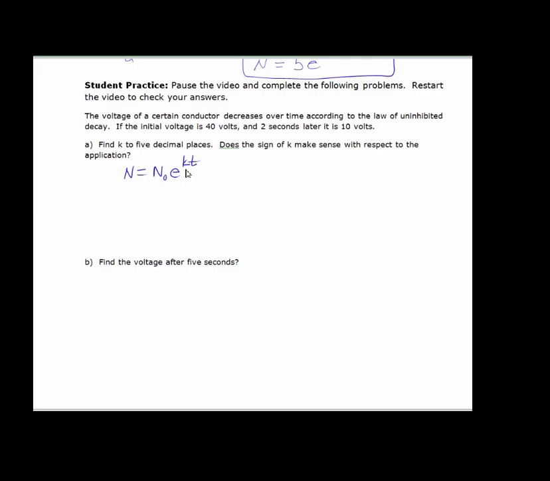N equals N sub 0 e to the kt. We know that the initial value is 40, and 2 seconds later it's 10. So the 10 is in here, e to the k times 2, and in this case t is in seconds. We're going to solve for k by dividing each side by 40, so we would get 1/4 equals e to the 2k. At this point you may have done enough to realize that k is going to equal the natural log of 1/4 divided by 2, and you could certainly take a shortcut, or we can do the math out.